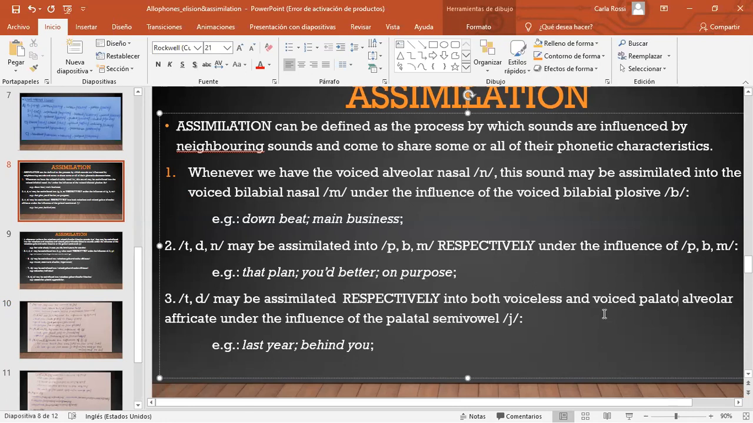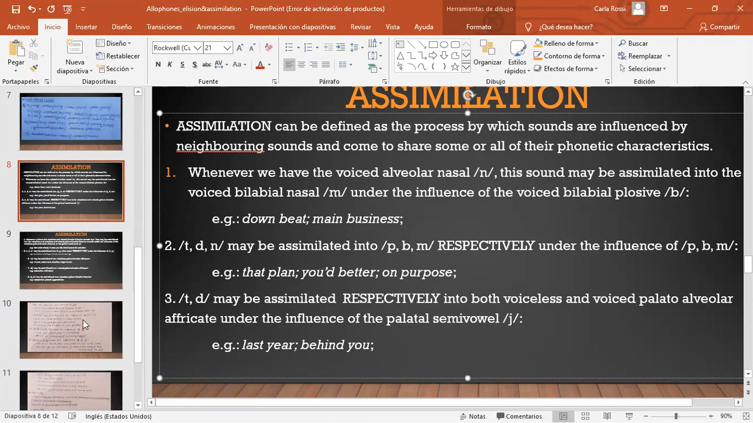Voiced palatal alveolar affricate. Where's my bar? I lost it. Where's the bar? Okay. You know, bit of, okay. I quit.